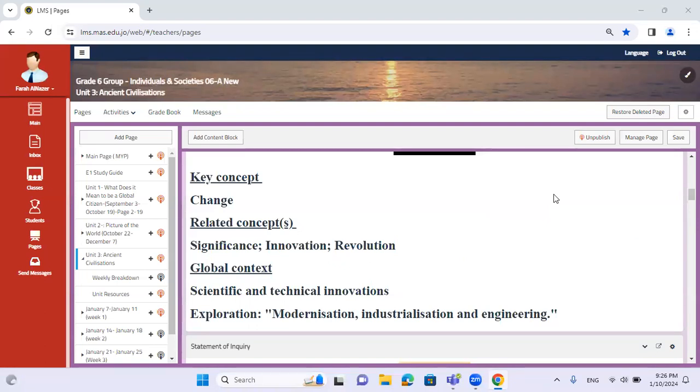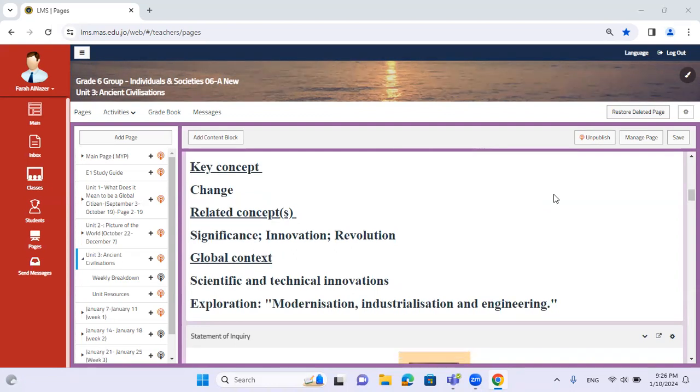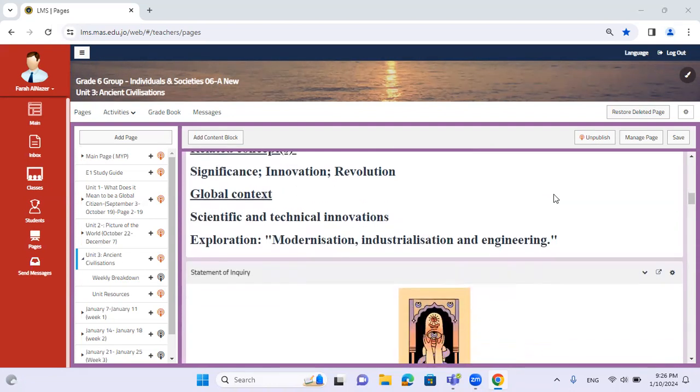Our related concepts include the following: significance. How are these, let's say, discoveries significant to our time and space? How could we consider this innovative? So innovation is also a concept, and revolution. How did it revolutionize through time? Our global context highlights scientific and technical innovations, exploration, modernization, industrialization, and engineering.